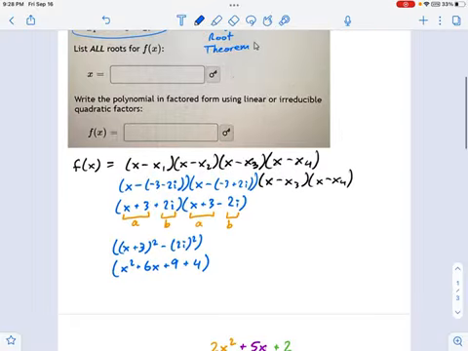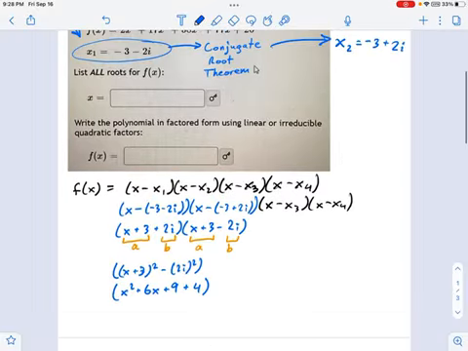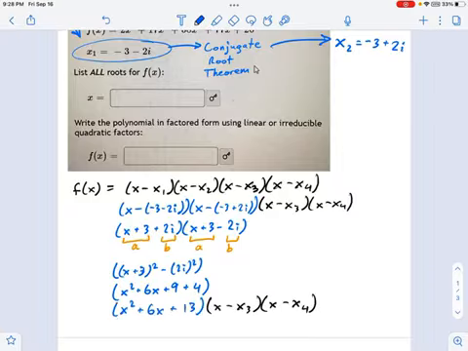Look what we've got here. This is getting closer to something I can really use. And if I simplify it a little more, I get x squared plus 6x plus 13. Okay, that is an irreducible quadratic.